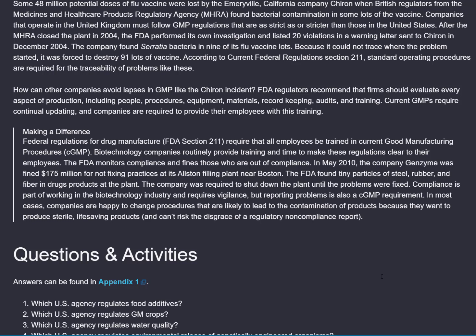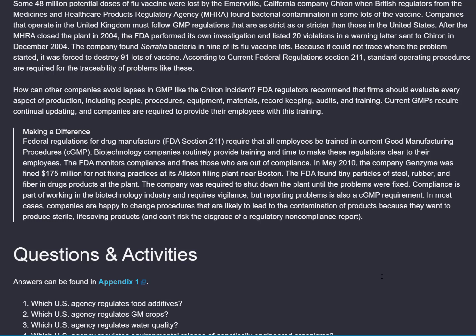Companies that operate in the United Kingdom must follow GMP regulations that are as strict as or stricter than those in the United States. After the MHRA closed the plant in 2004, the FDA performed its own investigation and listed 20 violations in a warning letter sent to Chiron in December 2004.